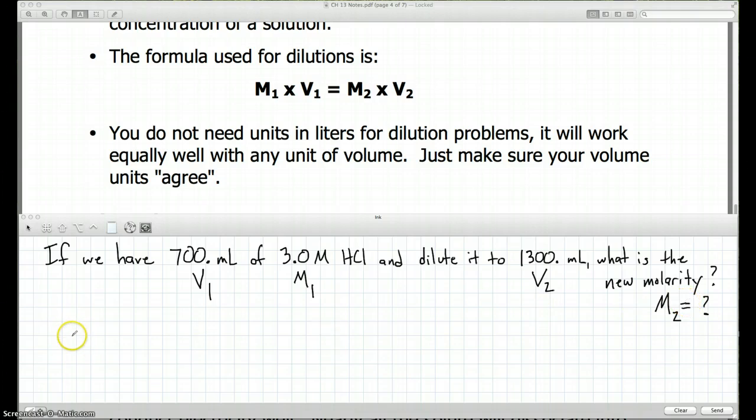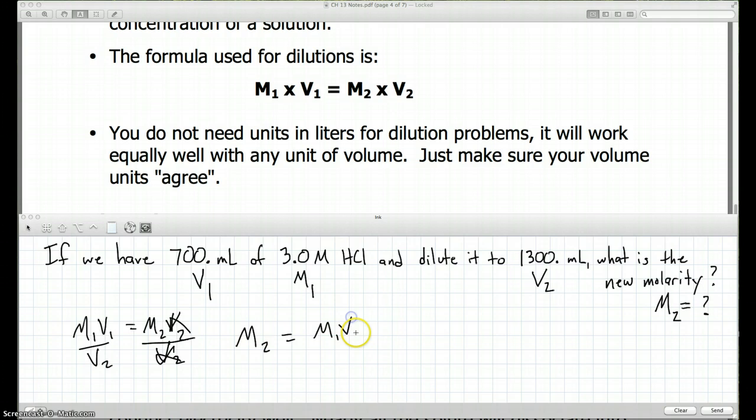So the first thing I'm going to do is rearrange my equation so I have M2 alone. I'm looking for M2, so I want to get M2 alone. To get M2 alone, I'm going to need to divide by V2. Got to do it to both sides. That V2 and that V2 cancel. I'm left with an equation that says M2 equals M1 times V1 divided by V2. And I know all those things.